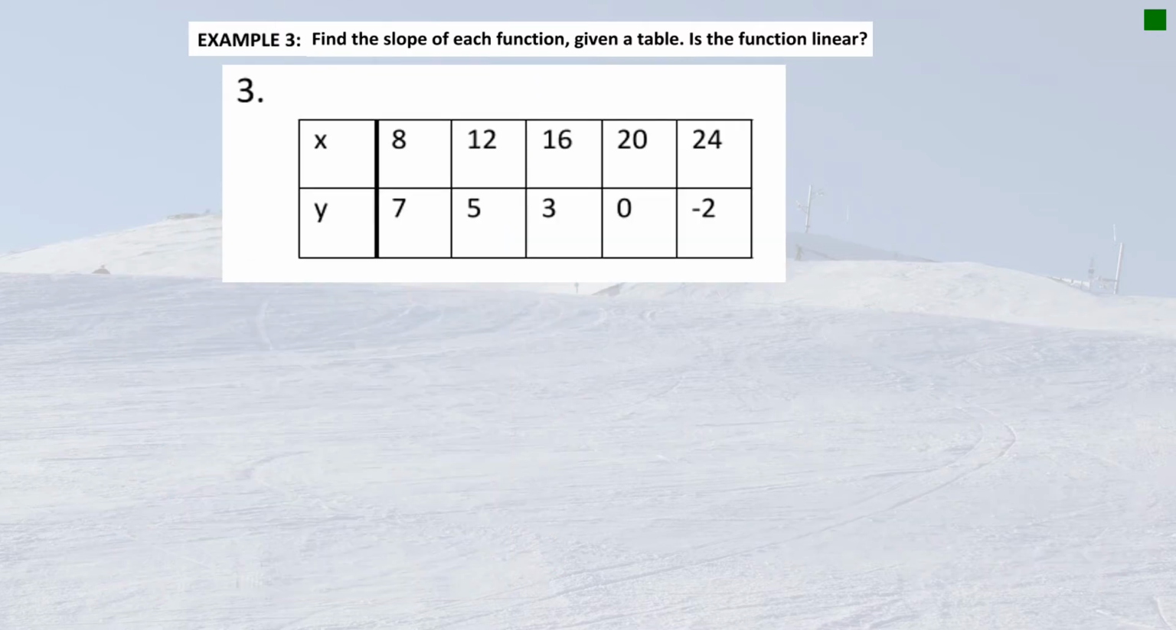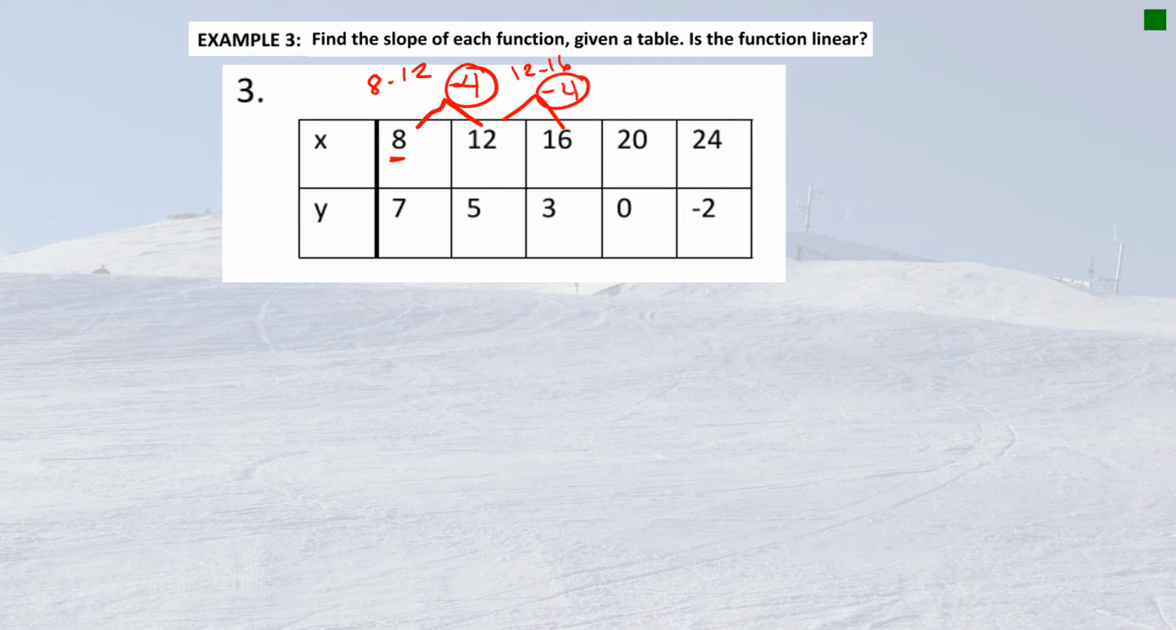Alrighty, moving on to table 3. I want to see if my change in x's and my change in the y have the same relationship. So I'm just going to start on the right. So in this case, I'm going to do 8 minus 12, which is negative 4. Then I'm going to do 12 minus 16, which is also negative 4.